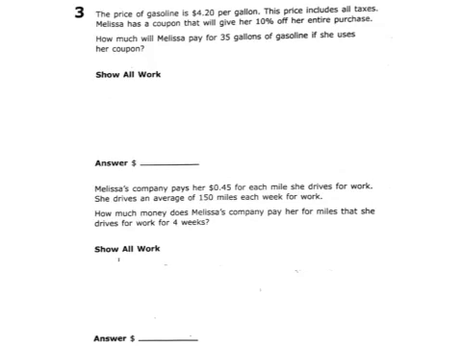The price of gasoline is $4.20 per gallon. This price includes all taxes. Melissa has a coupon that will give her 10% off of her entire purchase. How much will Melissa pay for 35 gallons of gasoline if she uses her coupon?